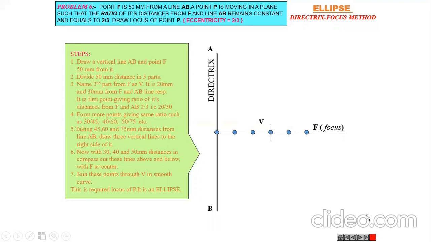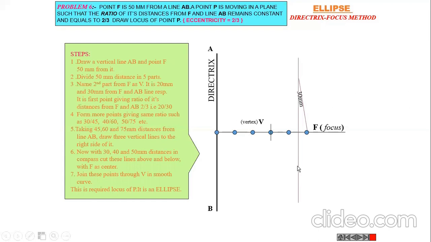Then name the point as V. That is, V is 20 mm from F and 30 mm from this line AB. The first point gives the ratio of its distance from F and AB as 2 by 3, that is 20 by 30. Now this is the vertex.